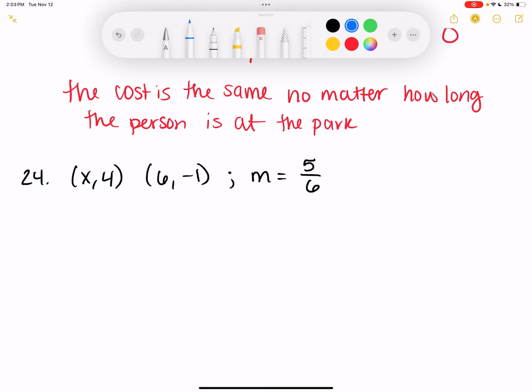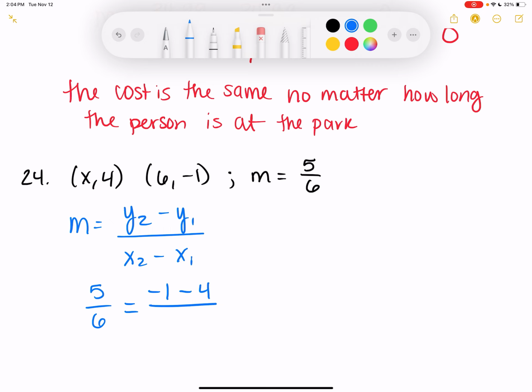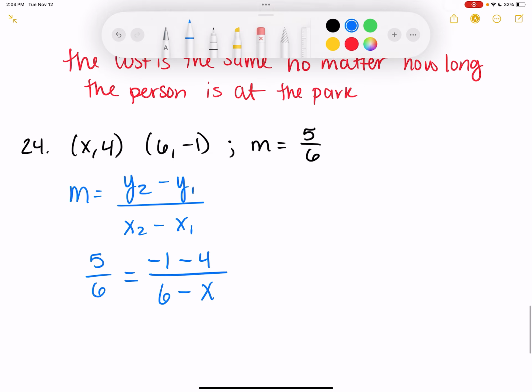So I know that M equals Y2 minus Y1 over X2 minus X1. So I'm going to plug these numbers in, but now instead of me finding M, I'm given M, and I'm going to be finding X. So 5 over 6 equals Y2, so -1, minus Y1 is 4, over X2, which is 6, minus X1 is X, so that's what we're trying to find there.